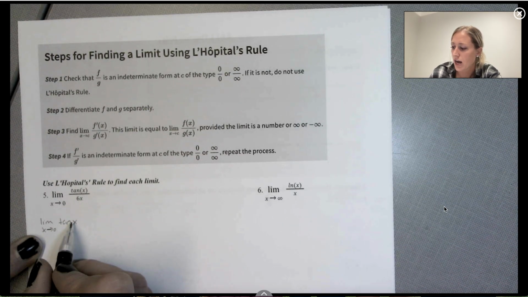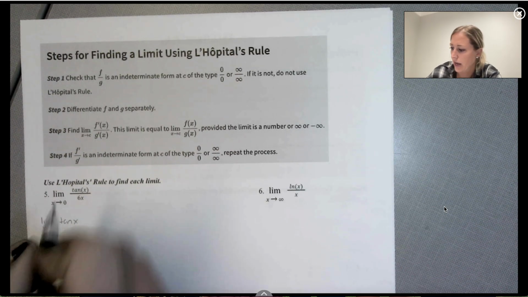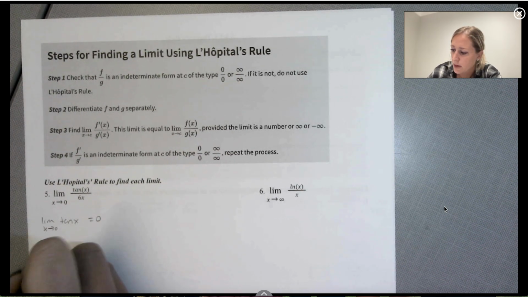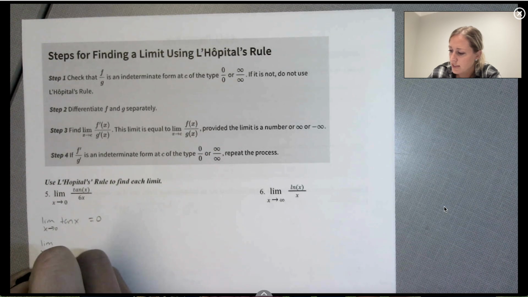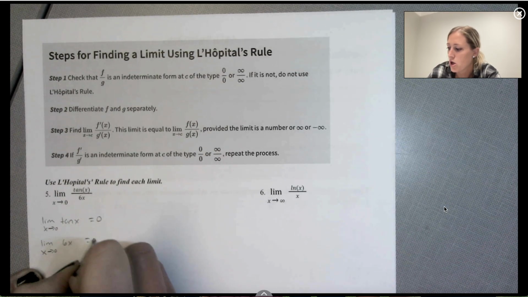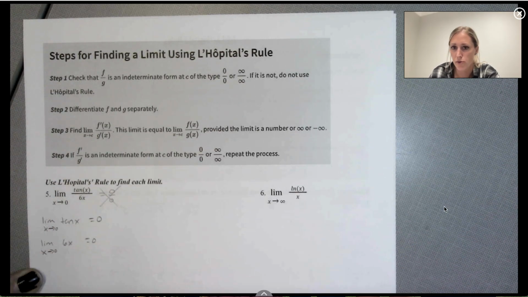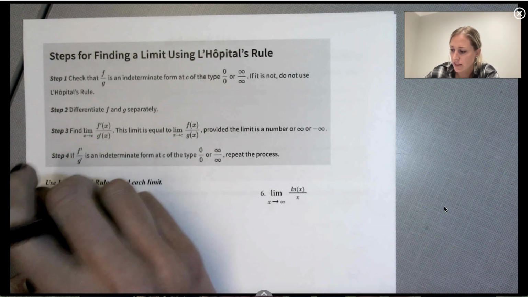So if I put in 0 into tangent, I get 0, okay? And I'm going to separately look at the limit as x goes to 0 of 6x. Same thing as if I substitute 0 in there, I also get 0. So we never want to say equals 0 over 0. No, no, no, don't do that, okay? So we never want to say that.